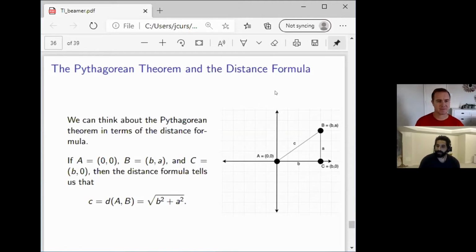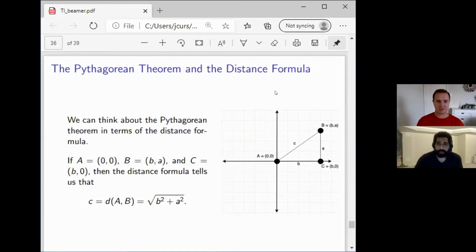So the distance formula is actually the same as the Pythagorean theorem, because when you square both sides, you get c squared equals a squared plus b squared.